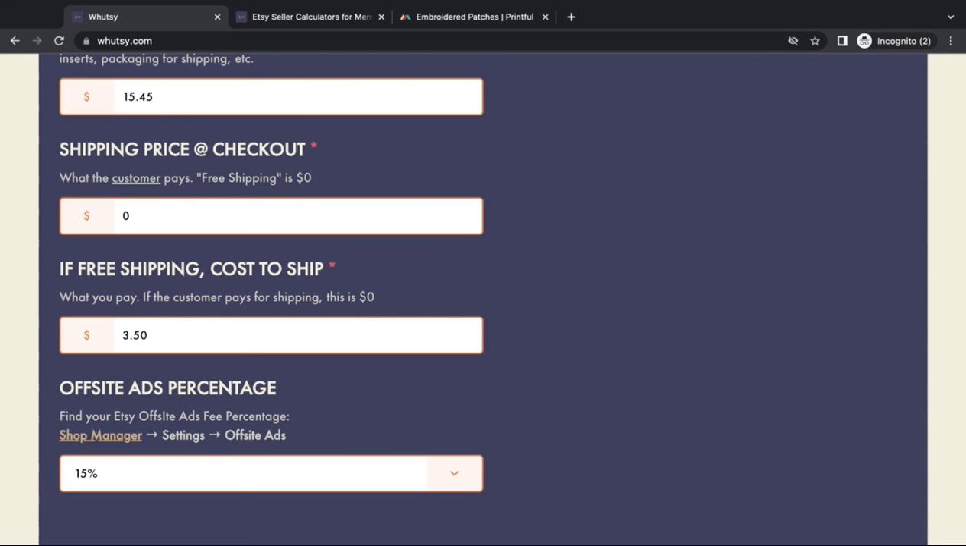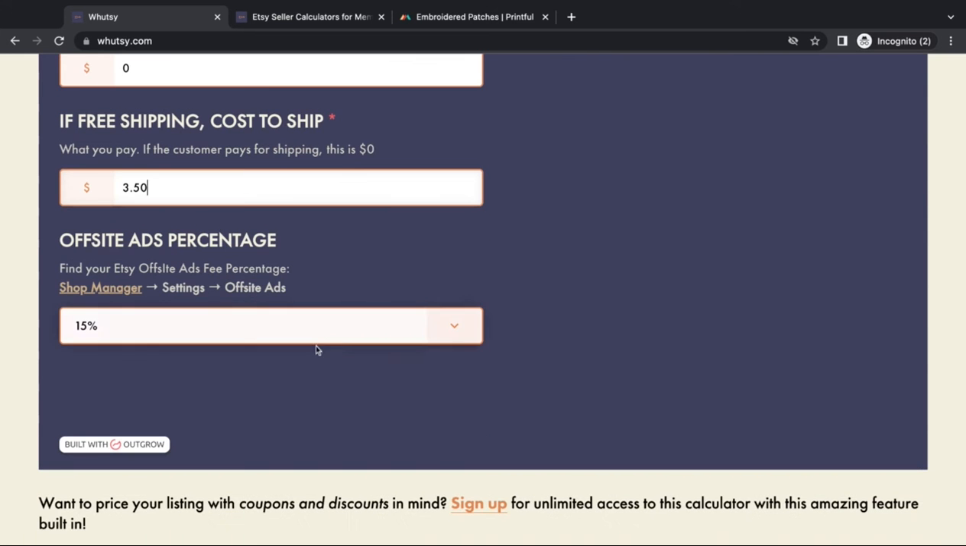So for print on demand, it's a little bit simpler. We have a free shipping guarantee on our shop. We know this will ship for free. You know it costs the $3.50 that Printful is going to charge us for the patch to ship it, and that goes from there. The next thing that you need to figure out is your Etsy offsite ads percentage.